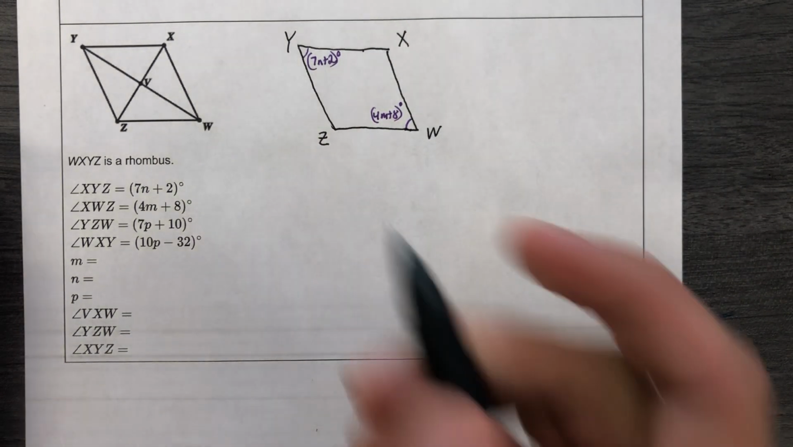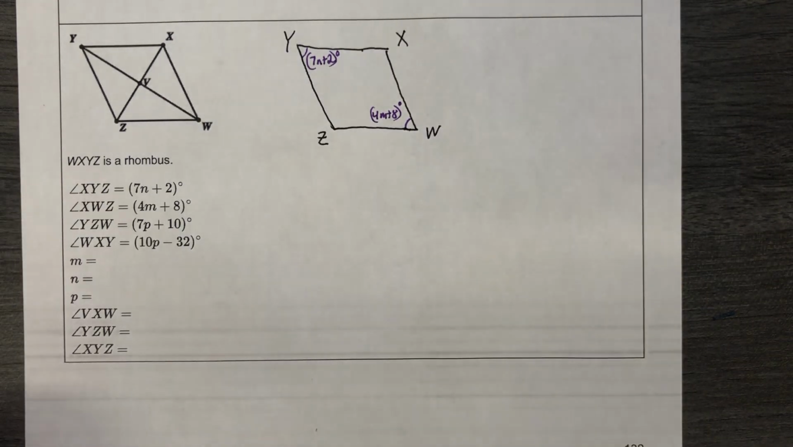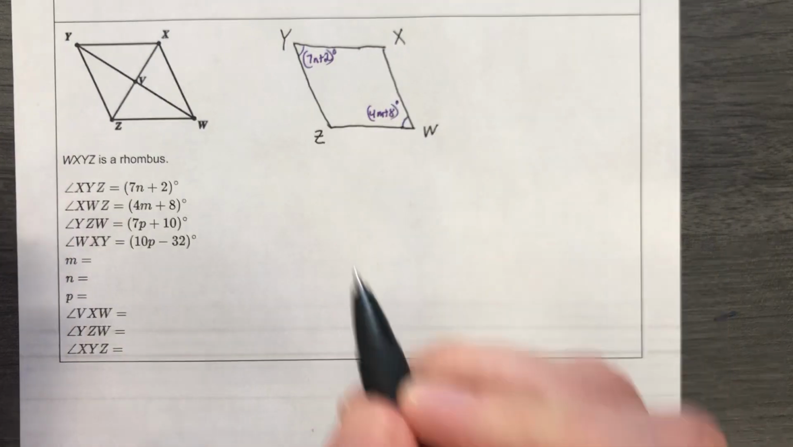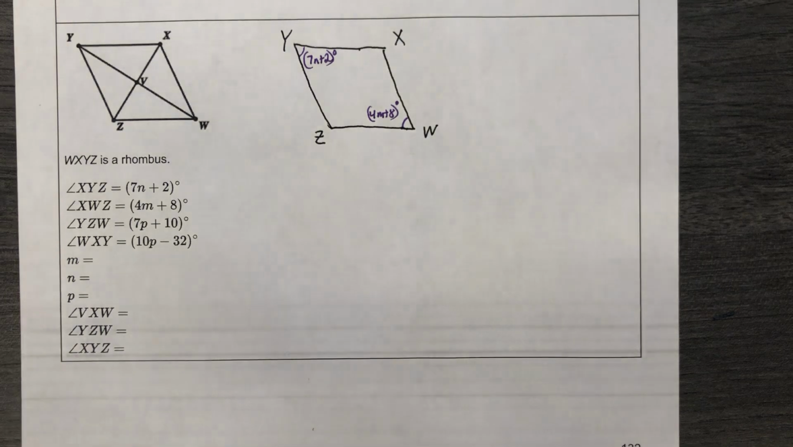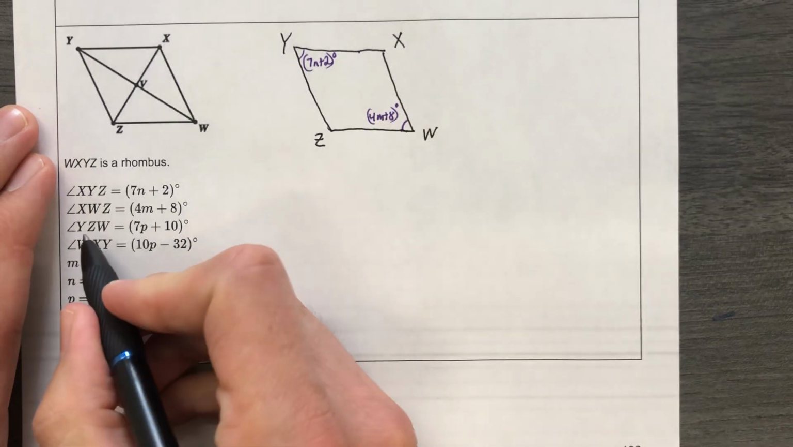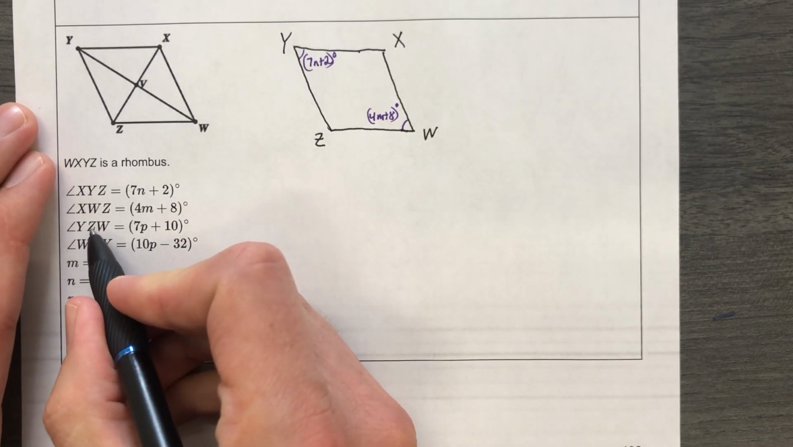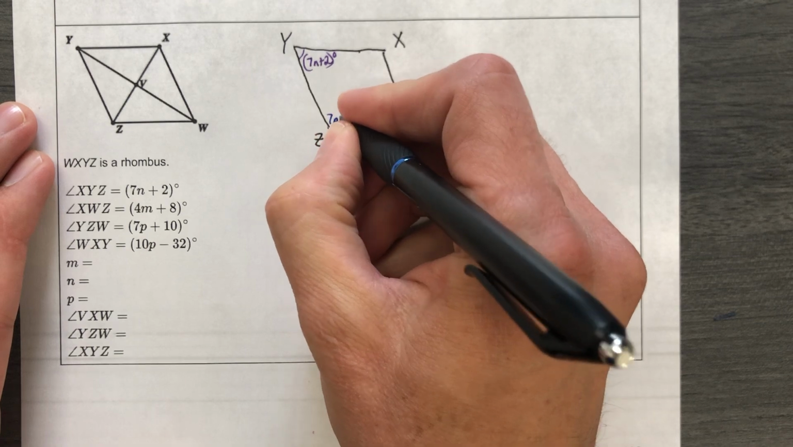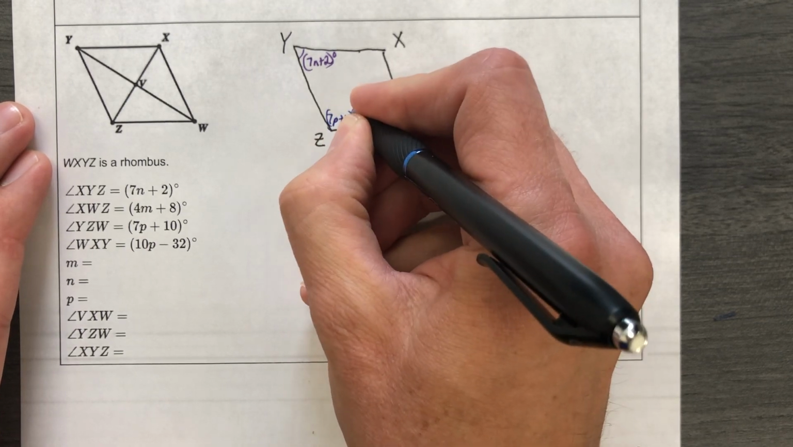Now, I'll go ahead and tell you that setting this equal to that isn't really going to help very much because this one is n, that one's m. You're going to have one equation with 2 variables. It's not going to get you very far. Okay, slight change of color. This will be blue. May not show up too much differently, but we'll do it anyway. Angle YZW is 7p plus 10. That's degrees.